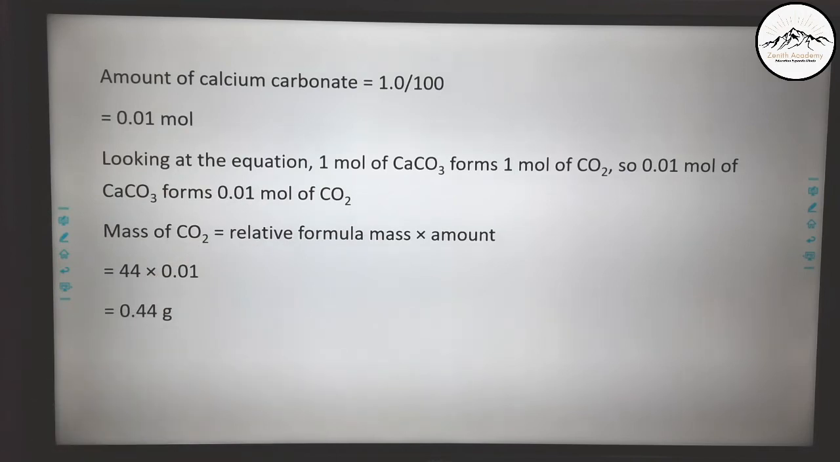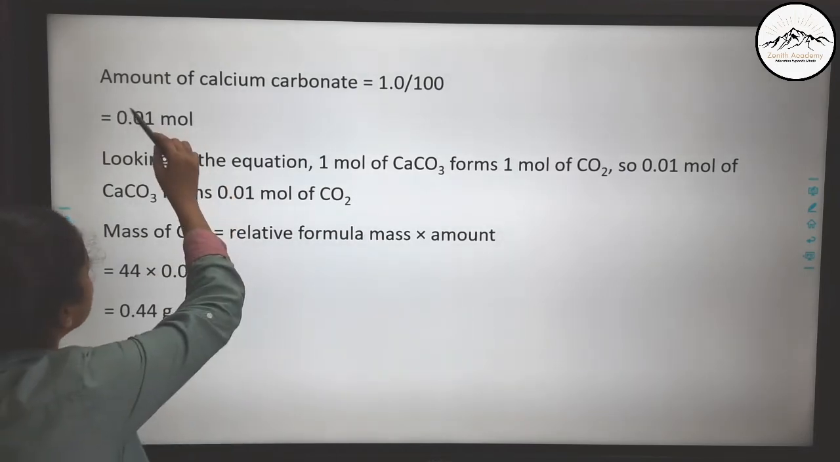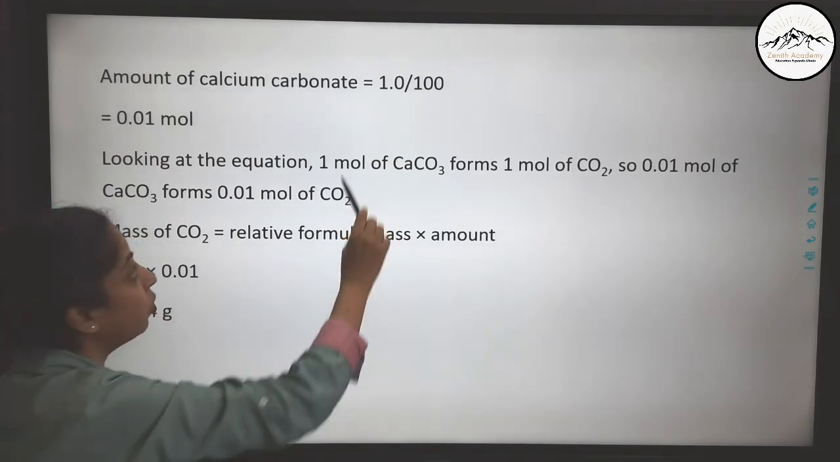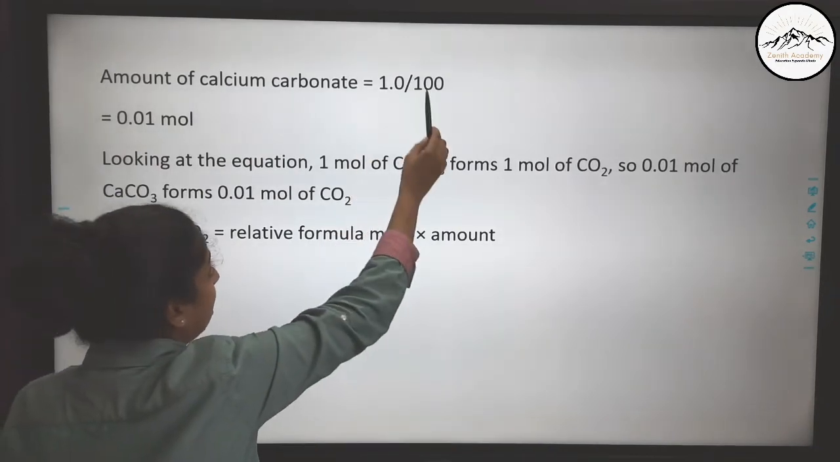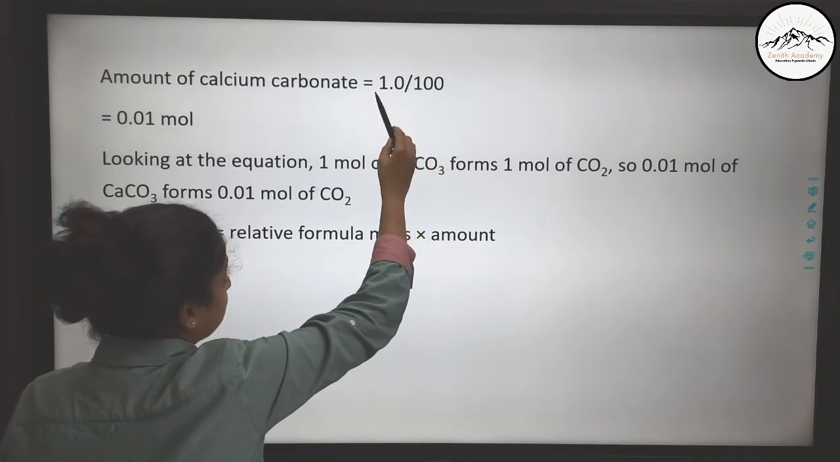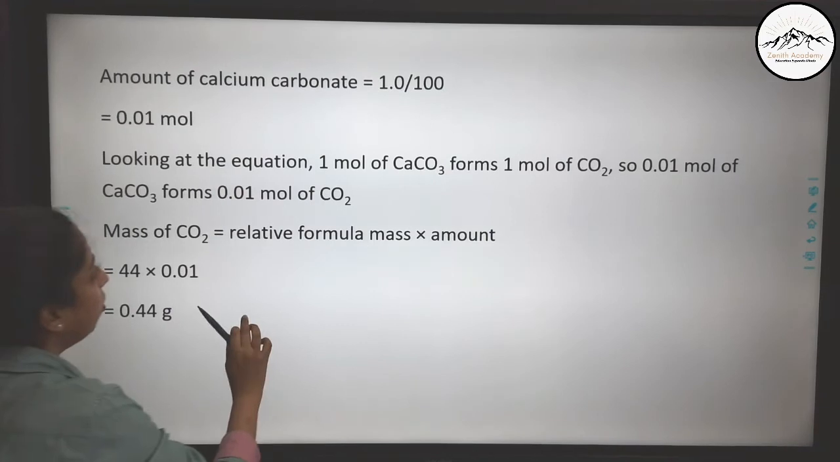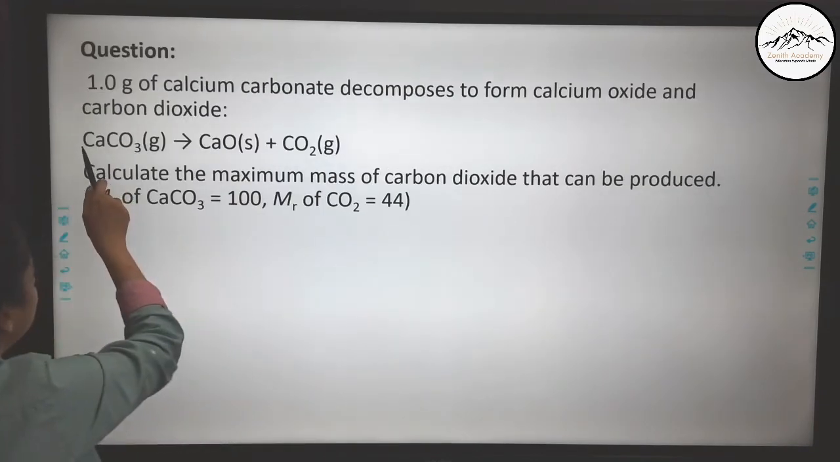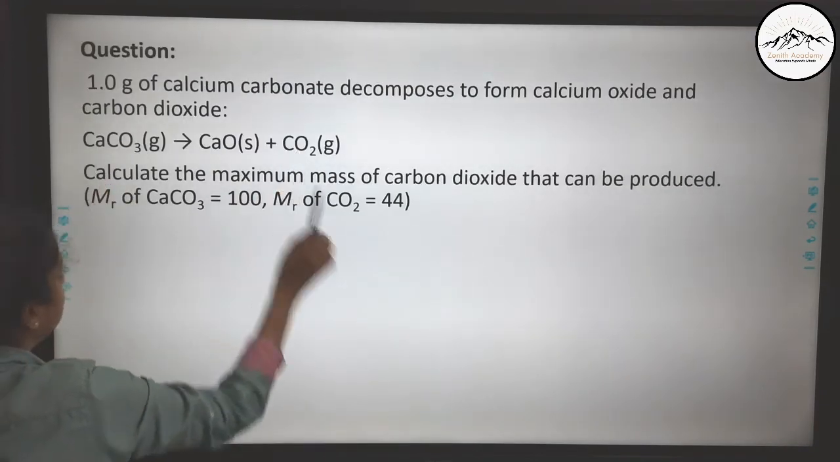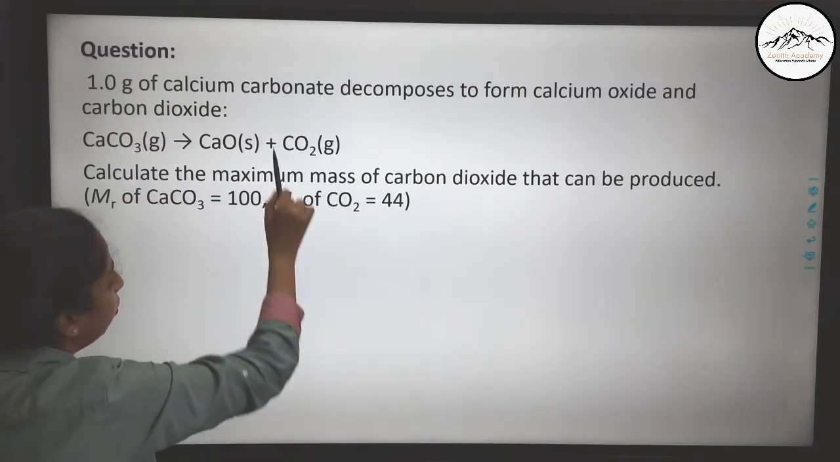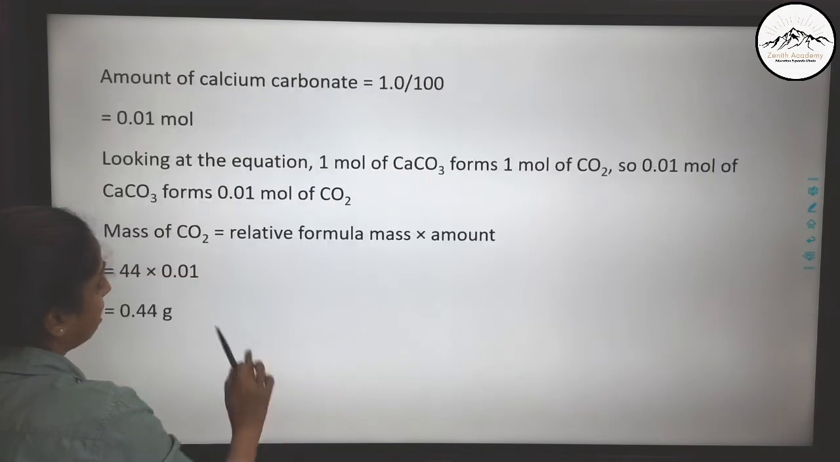Now let's look at it from the formula point of view. First, find out the amount of calcium carbonate. The amount of calcium carbonate is found using the formula mass upon relative molecular mass. So it's 1 upon 100, which becomes 0.01. Now if you look at the reaction, 1 mole corresponds to 1, so 0.01 mole will correspond to 0.01 mole of carbon dioxide.